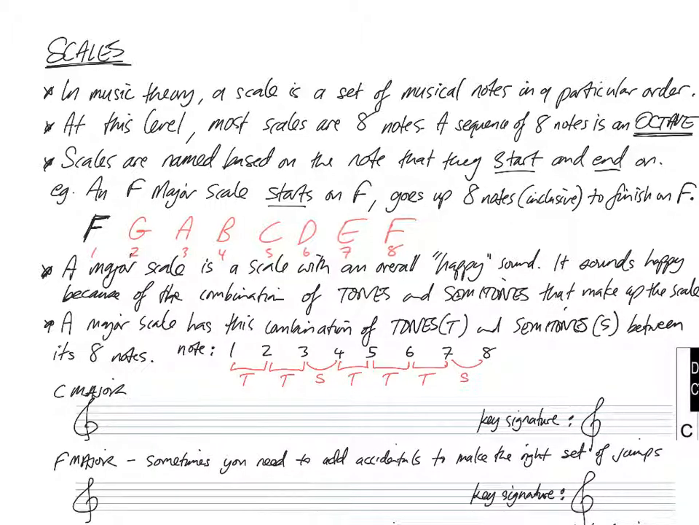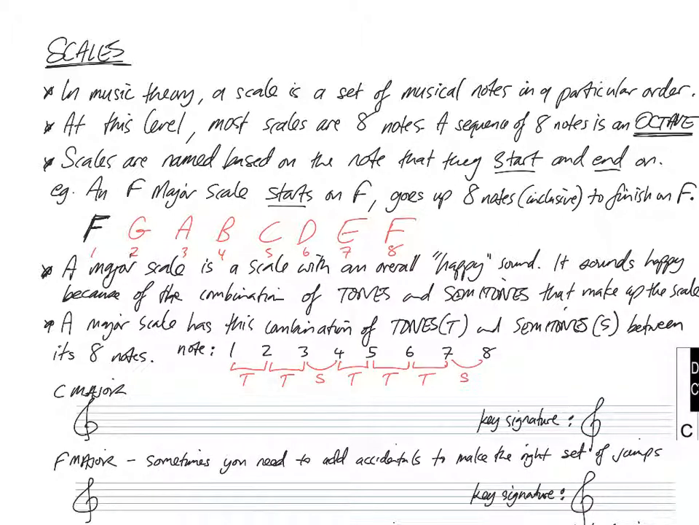So a major scale has this combination of tones, which I've marked with T, and semitones, which I've marked with S, between its 8 notes. So if you've got the 8 notes of a major scale, 1, 2, 3, 4, 5, 6, 7, 8. So if it was an F major scale, it would be F, G, A, B, C, D, E, F. The jumps between those notes would be in this order: tone, tone, semitone, tone, tone, tone, and a semitone. So that's if it's going up, 1 to 8.